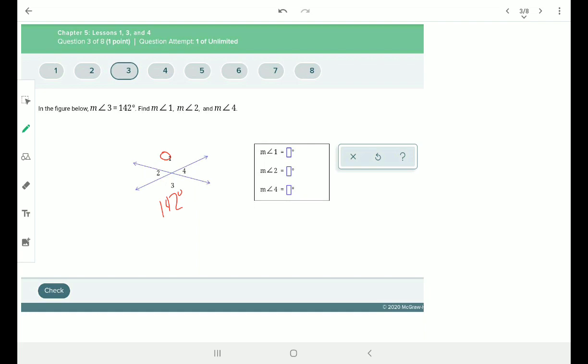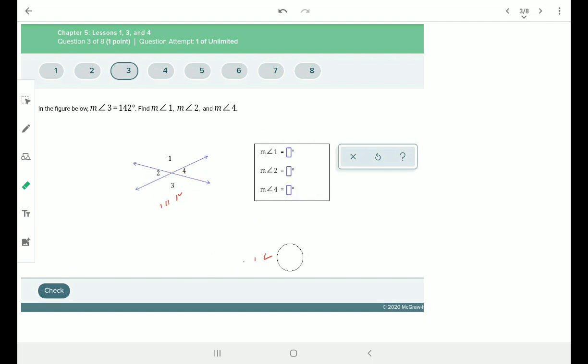With angles 2 and 4, we know those both have to be the same, but how do I find angle 2 or angle 4? Well, think about it. I know that 3 and 4 make a straight line, and what's a straight line? Well, that's 180, right? So I could do 180 minus 142 to get my missing angle, and then that would be the same for 2 and 4 because they are also vertical.